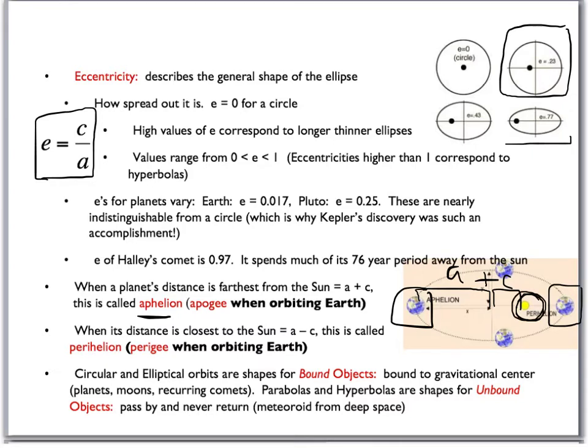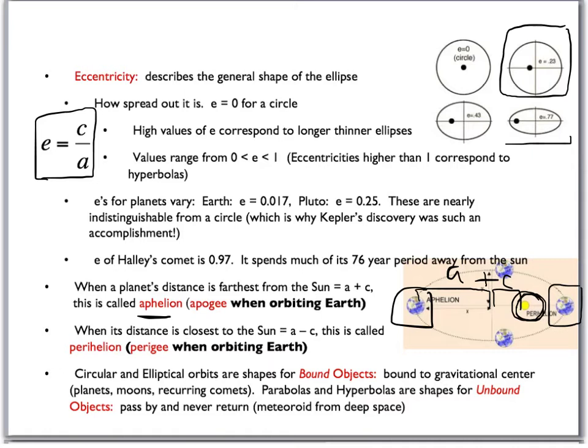So those are just some of the terms that you might see popping up in questions. When they ask a question when an object is located at aphelion or at apogee, you need to know that that means that you are working with the point that is furthest from the sun, whereas perihelion or perigee would be the points where you are closest to the sun.